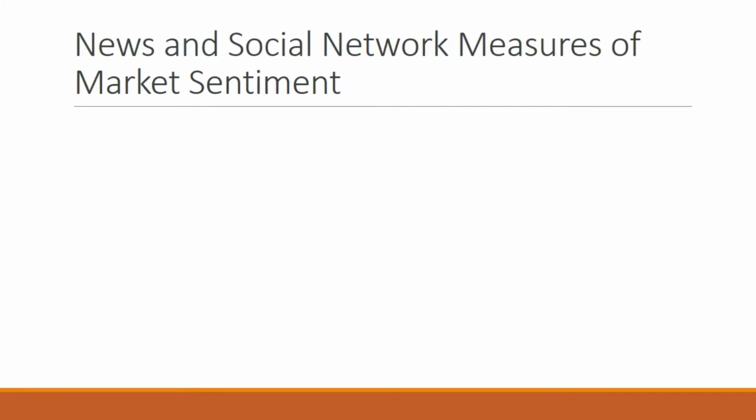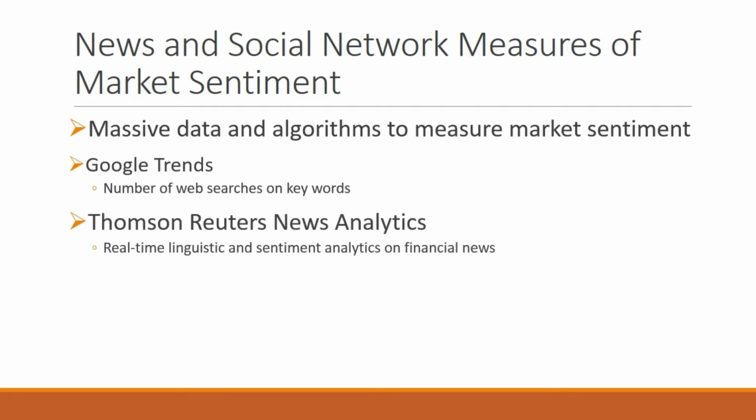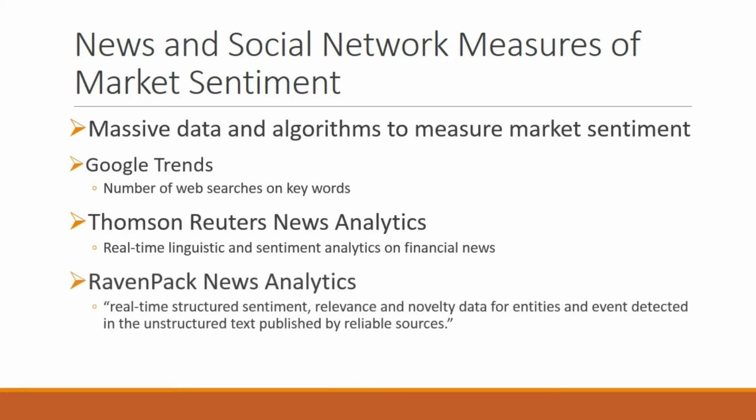Another way to measure market sentiment is to analyze news items, Google searches, and social networks such as Twitter. This method entails massive databases and algorithms that analyze the data in order to measure market sentiment. One example is Google Trends, which measures the number of web searches for keywords that indicate market sentiment. Another is the Thomson Reuters News Analytics. This service does real-time analysis of financial news looking at a variety of media around the world. A similar service is Ravenpack News Analytics, which, according to the company, looks at real-time structured sentiment, relevance, and novelty data for entities and events detected in the unstructured text published by reliable sources.